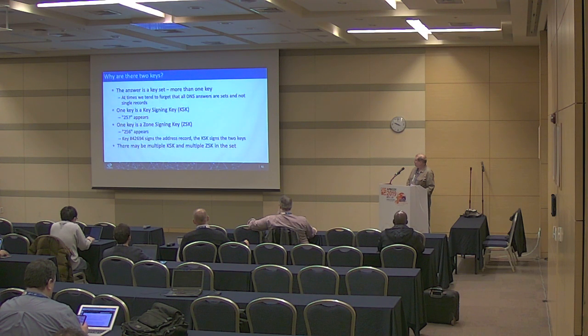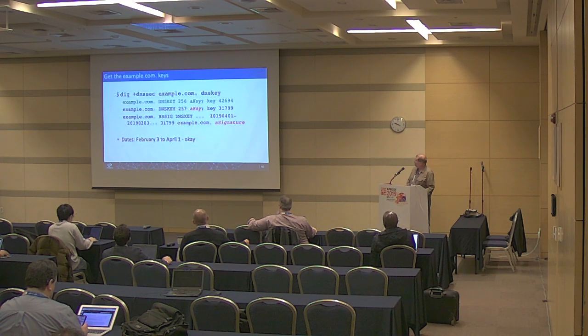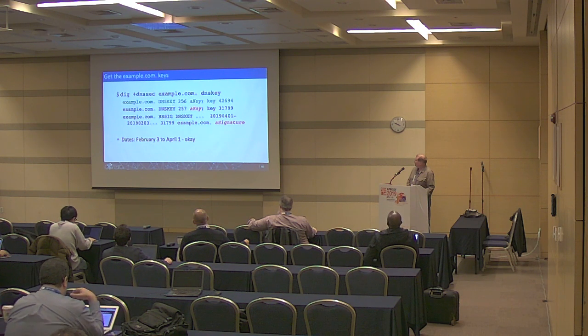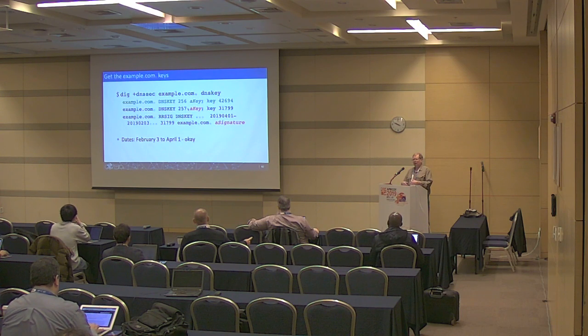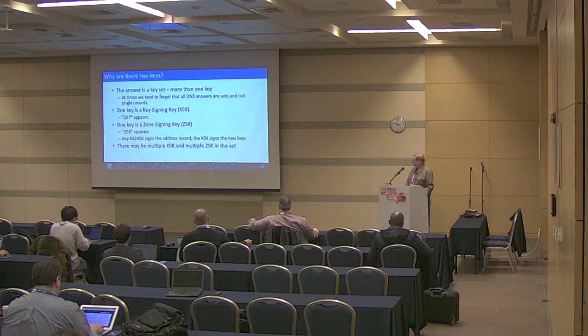So I get more than one key back. One key is a KSK, one key is a ZSK. And I say 257 and 256 are important. If I notice here there's a 256, to someone who knows the numbers, that means this is a ZSK. It's a plain key for signing data. This 257, if you know how flags work, means one other flag bit is set, which says this has a special meaning: it's a KSK, a key signing key. So that's why I have multiple keys and one signature.